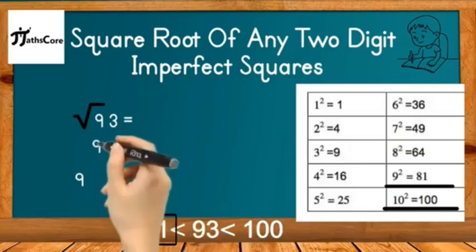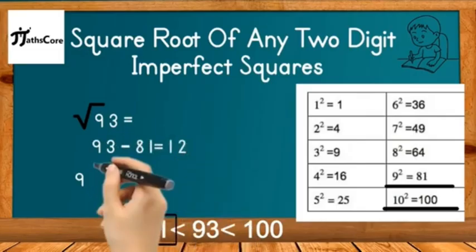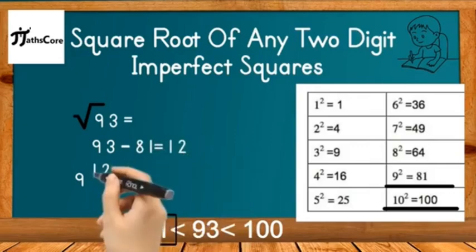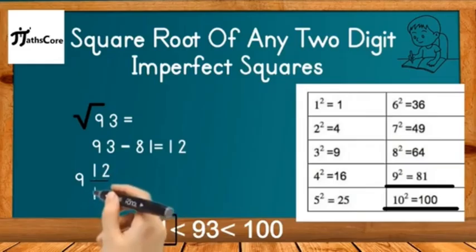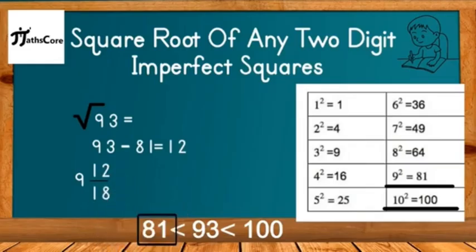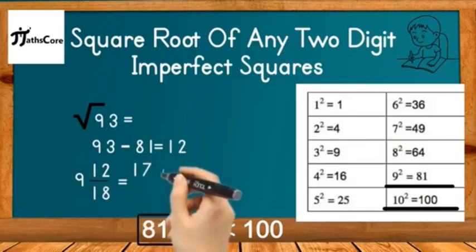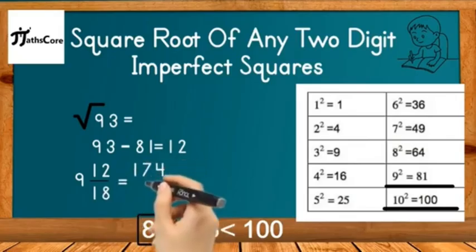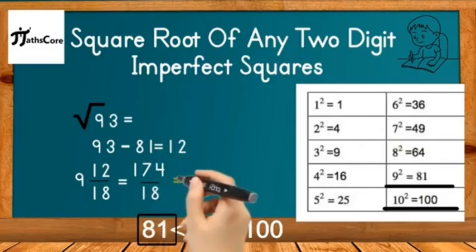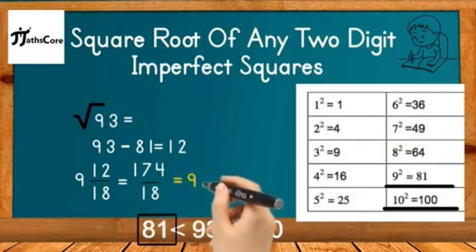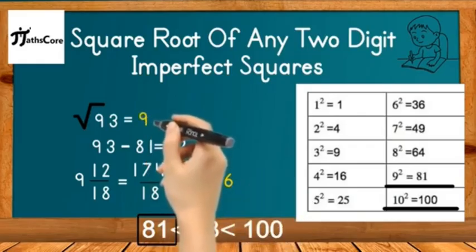So 93 minus 81 is equal to 12. Now write down this 12 here and divide it by double of 9, which is 18. So it makes a mixed fraction, which is 9 and 12 upon 18. Now simplify this mixed fraction. So this is equal to 174 divided by 18. Now if you solve this, then you will get in decimal form 9.66, which is our final answer, and the square root of 93 is 9.66.